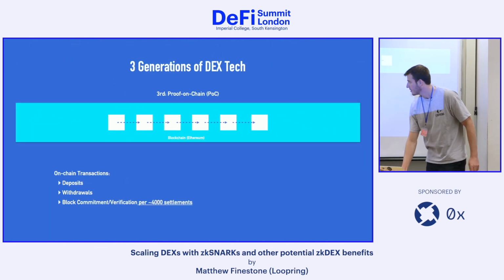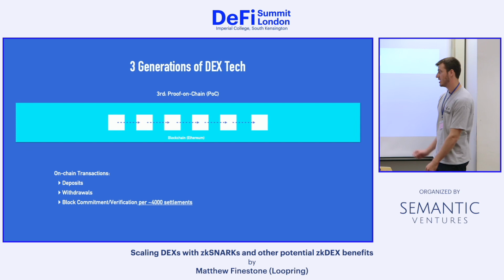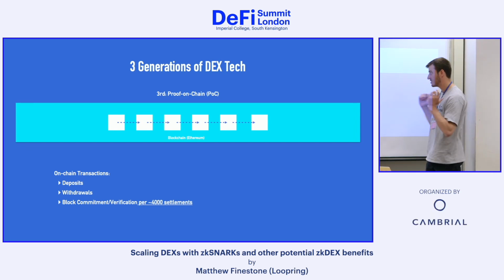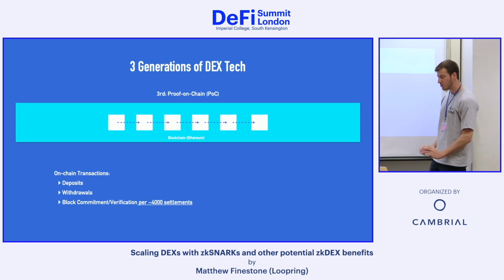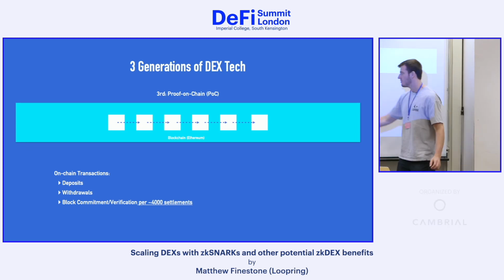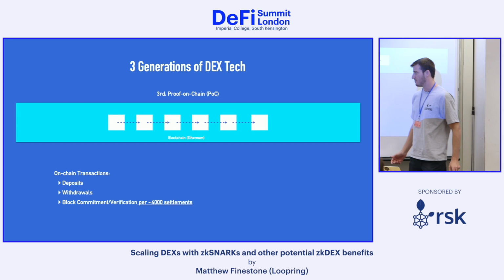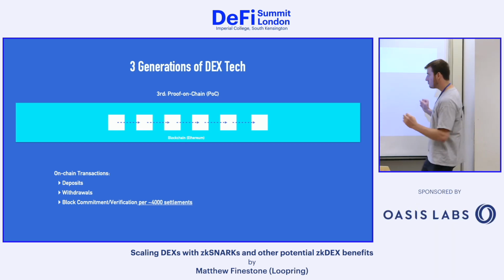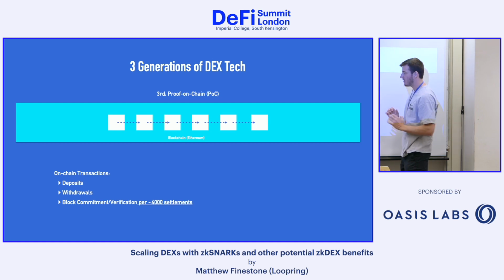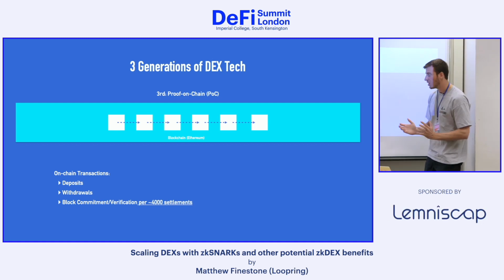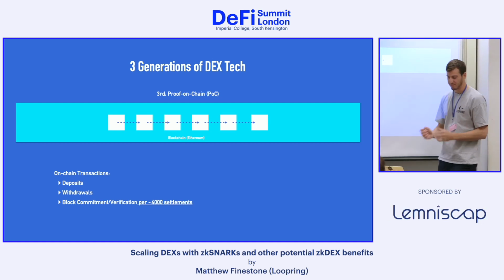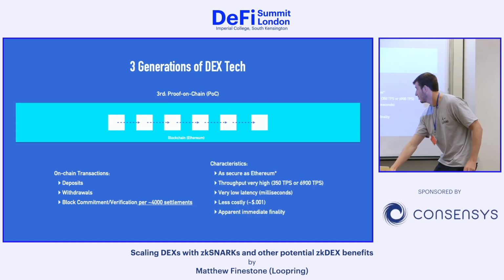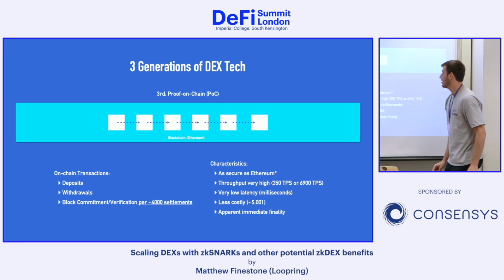Just to sum this up, what exactly happens on-chain? You have deposits, withdrawals, so to enter and exit that Merkle tree, you do an on-chain transaction, and then you have a block commitment and verification, which basically in batches puts things on-chain and verifies them. But of course, not the whole data needs to go on-chain. I'll talk about exactly what does need to go on-chain.